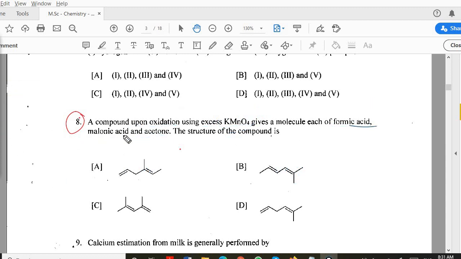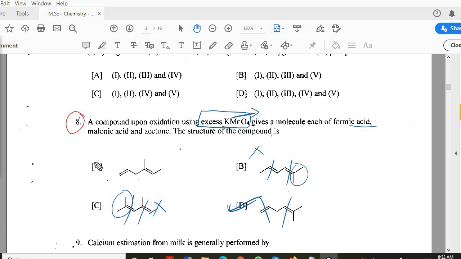Next, if I look at this, it is going to give acetic acid, this will give oxalic acid, and this will be the acetone. So this is also not possible. This is acetone, this is a ketone with carboxylic acid, and this is formic acid. So this is also not possible. This is formic acid, this is malonic acid, and this is acetone, so the correct answer will be D. So this question is from the oxidation of KMnO4, oxidizing reagents.